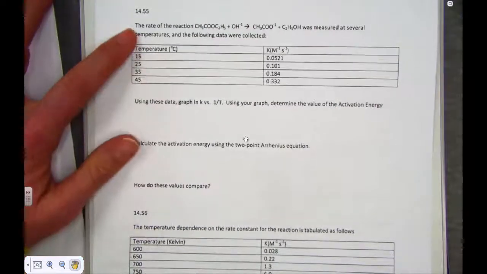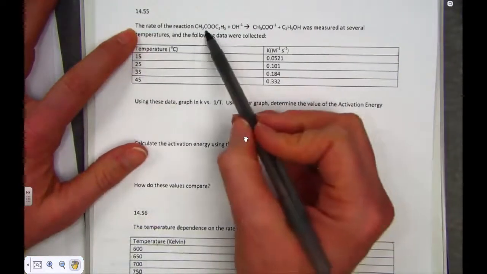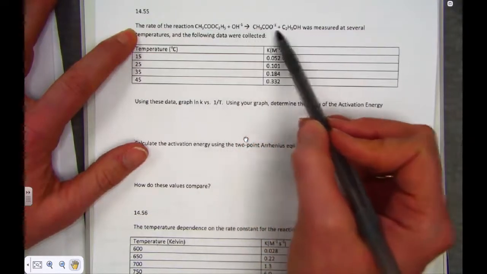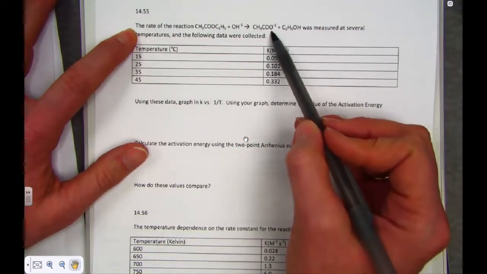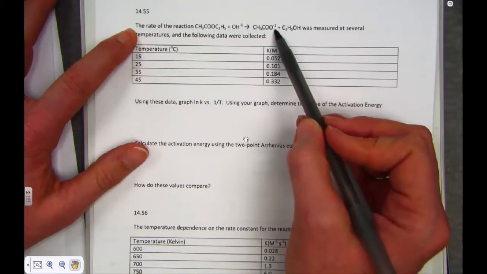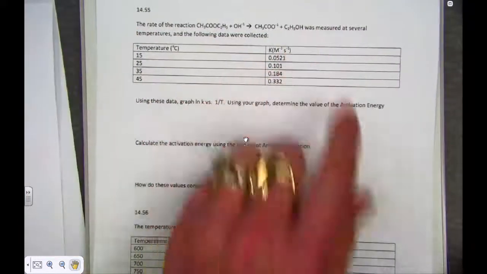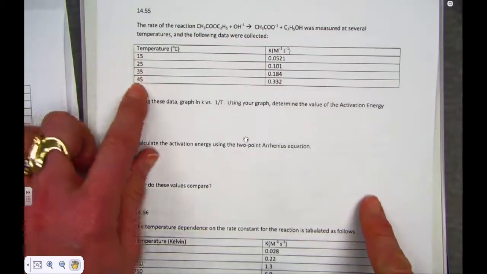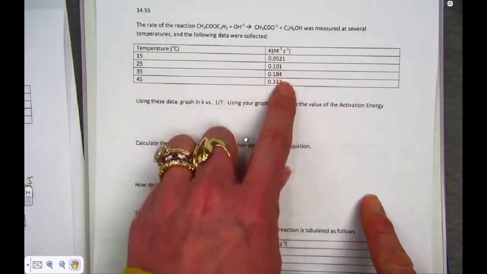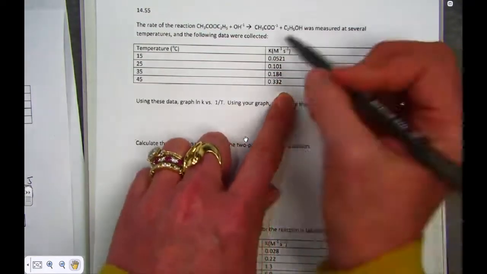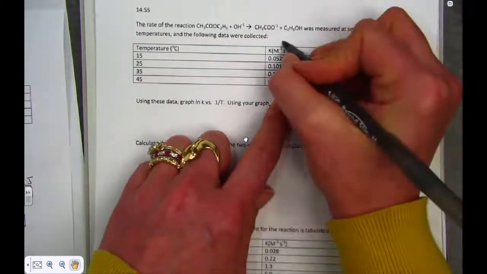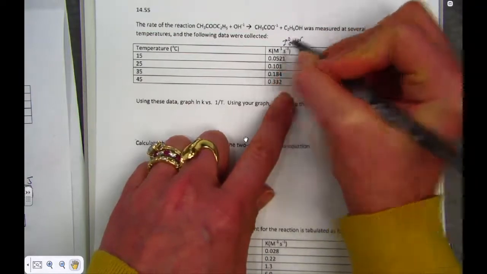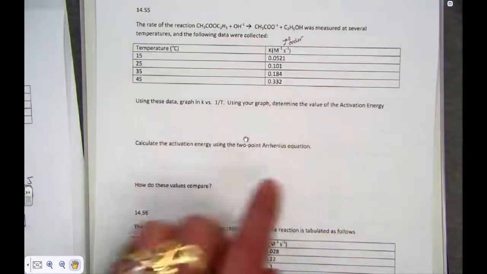Looks like we're given data. Here we have a reaction, CH3COOC2H5 with hydroxide. We see a substitution, CH3COO now is a -1 charge, and we've made ethanol, C2H5OH. We've got temperature generated for several different trials, and we've got K constants generated at 4 different trials. I can tell by the K constant that this must be a second order reaction, not that we were asked, but just kind of reviewing those skills.